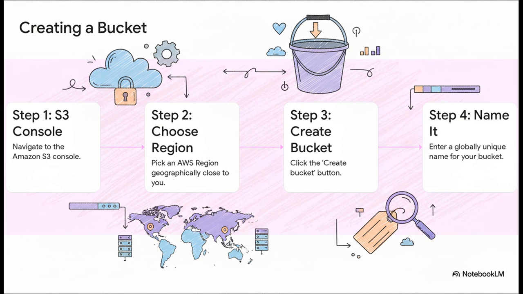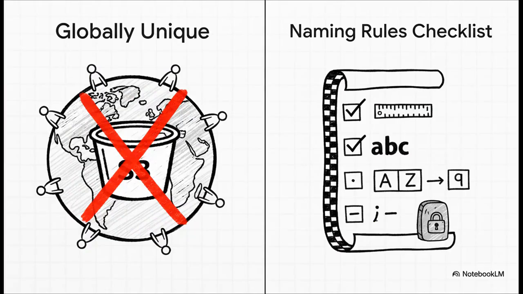Think of this as the physical location in the world where your data is going to live. Picking a region that's close to you or your users means things will be faster, and it could even save you money. So you want to get this right from the start. Next is the name, and this is where you might need to get a little creative.